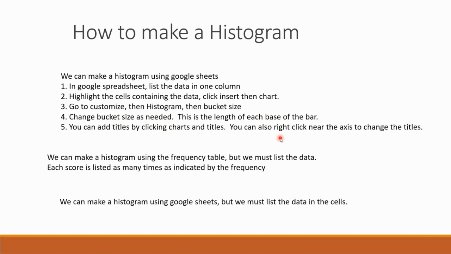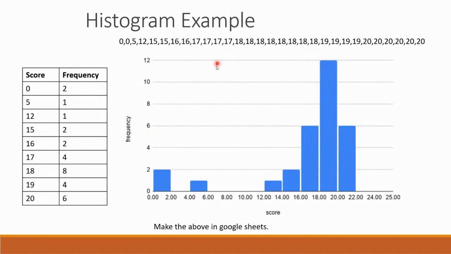We'll make an example. Again, you have to list the data in a column. You could also make one using a frequency table, but again, you still have to list the data. So, all right, let me show you how to do this. Let me do an example. Suppose we have this example, okay? We have this frequency table. These are just scores on, I don't know, an exam or a quiz or something, let's say, okay?